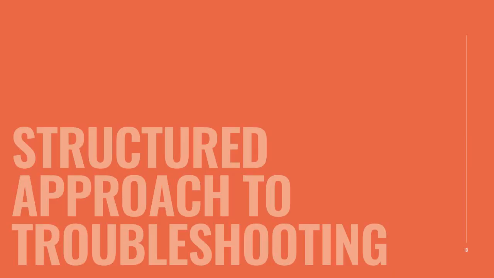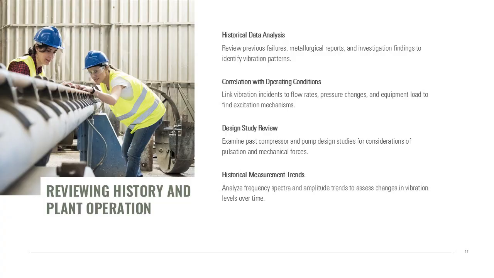Reviewing history and plant operation, conducting a walkdown and gathering observations. A comprehensive review of plant history and operational data provides valuable insights into the root causes of vibration issues. Engineers should examine previous failure locations, metallurgical reports, and investigation findings to identify recurring patterns. Correlating vibration incidents with operating conditions, such as flow rates, pressure changes, and equipment load, helps pinpoint excitation mechanisms.